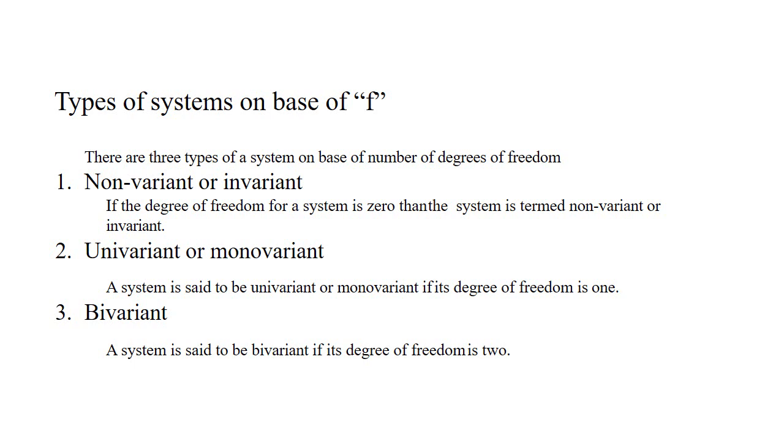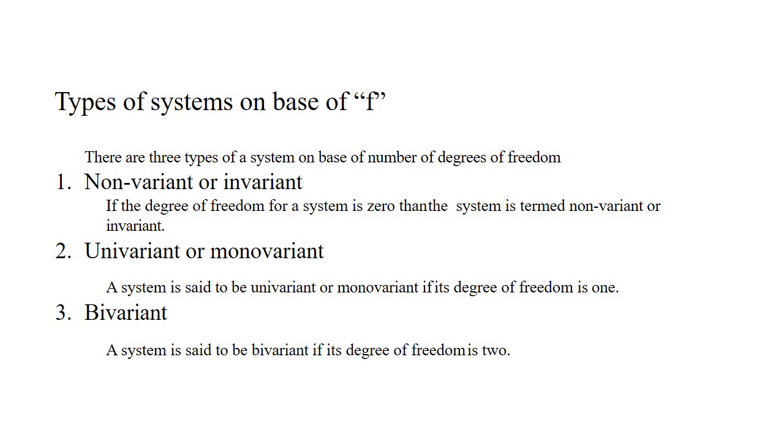Types of systems on the basis of F, the number of degrees of freedom of a system. There are three types of systems on the basis of the number of degrees of freedom. The first one is the non-variant or invariant system. The second type is the univariant or monovariant system. And the third type is the bivariant system.